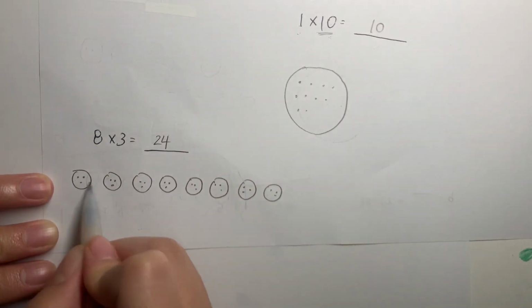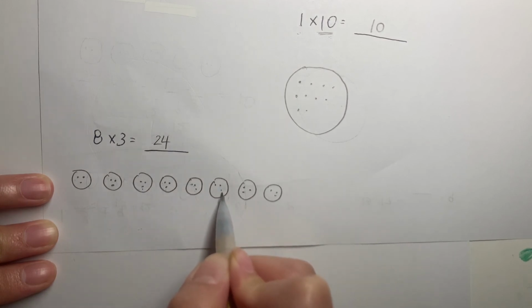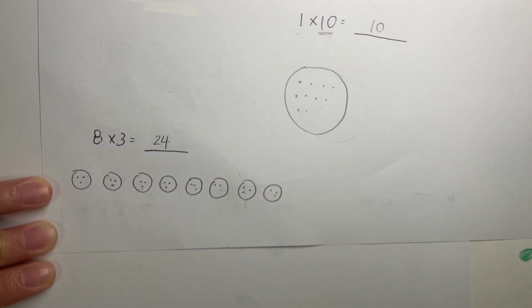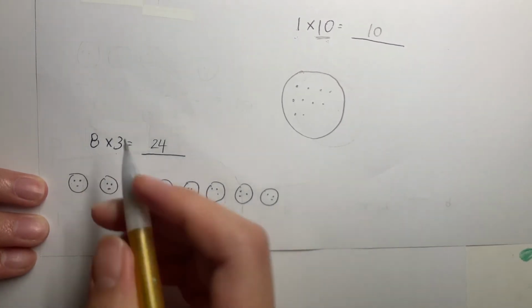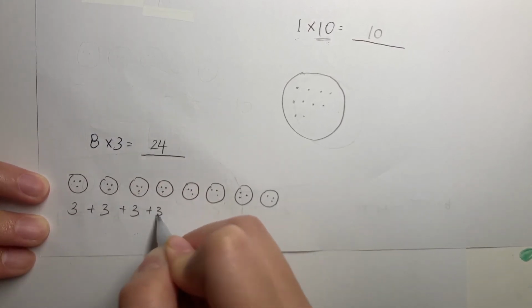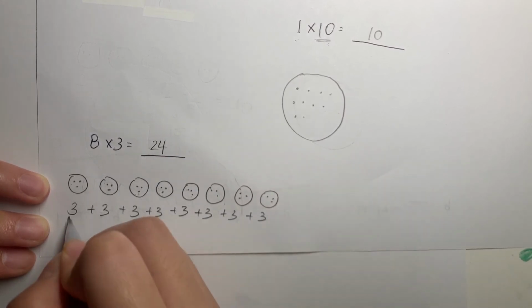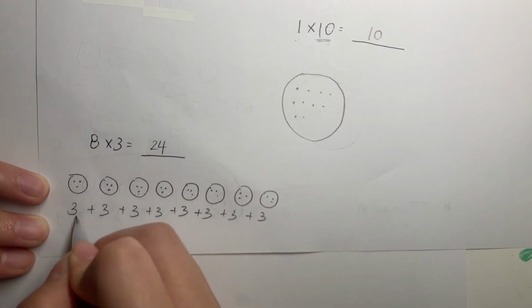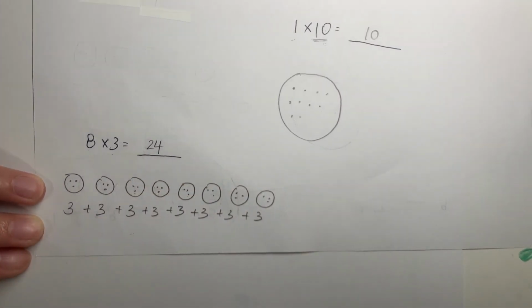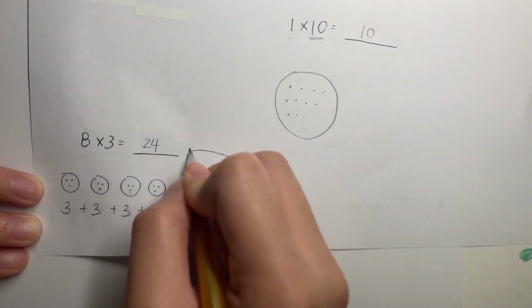If you count 1, 2, 3, 4, 5, 6, 7, 8, 9, 10, 11, 12, 13, 14, 15, 16, 17, 18, 19, 20, 21, 22, 23, 24. You can also think of this as adding the number 3 8 times. 3 plus 3 plus 3 plus 3 plus 3 plus 3 plus 3 plus 3. You have the number 3 8 times. 1, 2, 3, 4, 5, 6, 7, 8. You have 8 3s. If you add all these 3s up, you'll get the same answer, 24 right here.